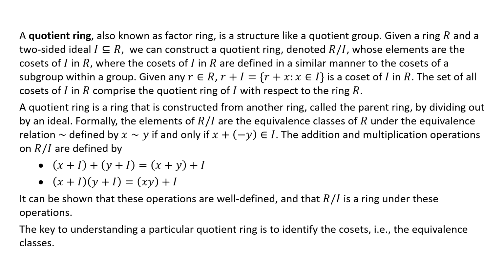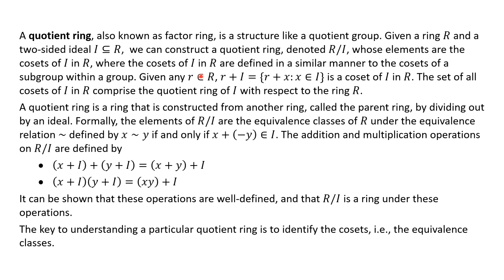In the next few slides, I'm going to talk about the second topic of this lesson, something known as a quotient ring, also known as a factor ring. It's a structure like a quotient group. Given a ring R and a two-sided ideal I in R, we can construct a quotient ring denoted R/I, whose elements are the cosets of I in R, where the cosets of I in R are defined in a similar manner to the cosets of a subgroup within a group.